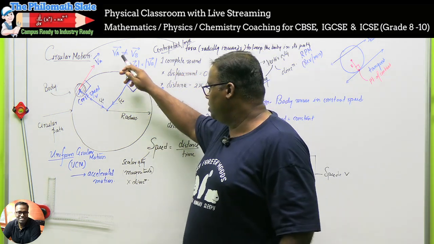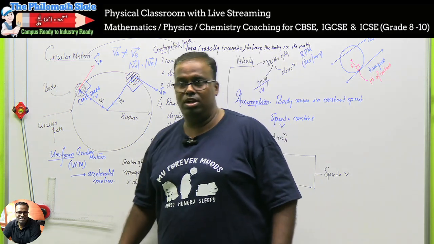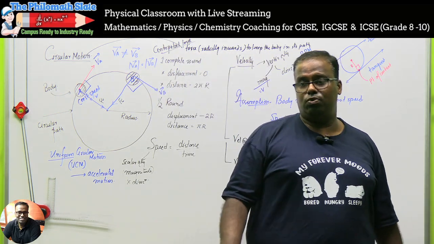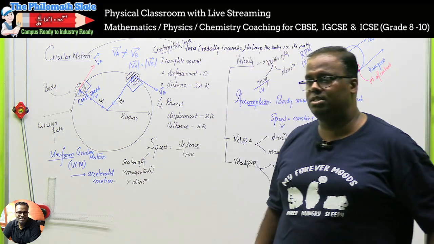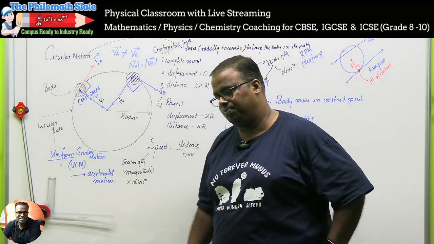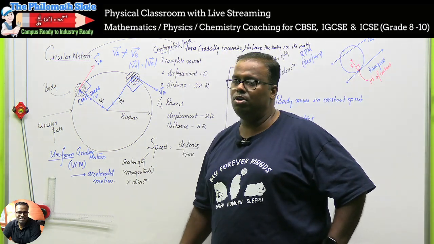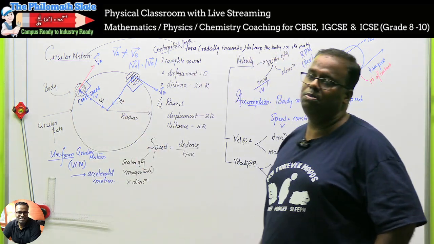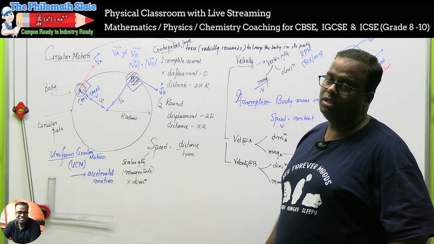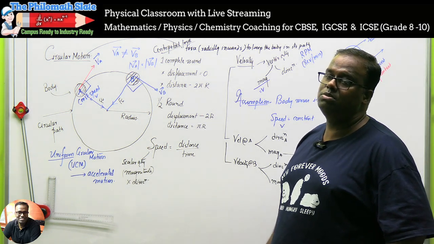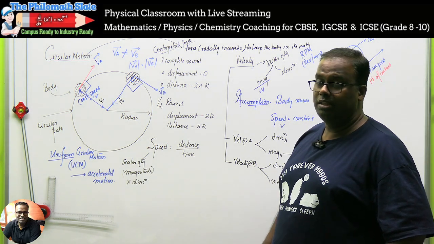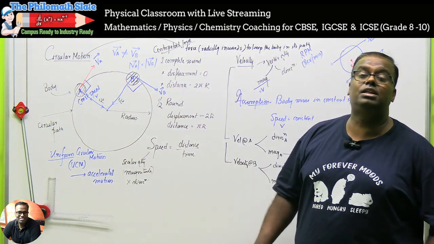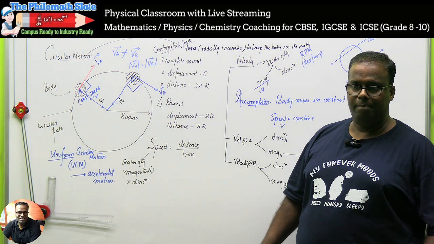Now if the velocities are not equal, whenever velocity is not equal, who is born? Acceleration is born. Therefore uniform circular motion is known as a accelerated motion. And in uniform circular motion, how does it become possible for the body to remain in a circular path? There is an inward force which keeps the body in a circular path. That inward force which is directed radially inwards is known as centripetal force.